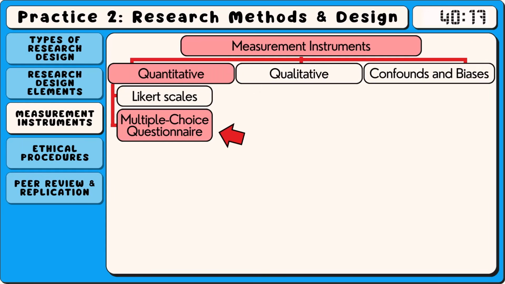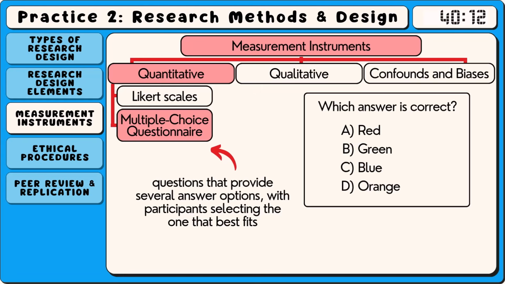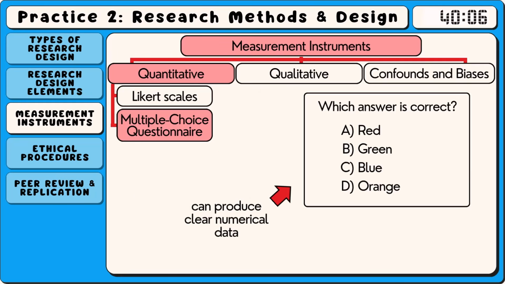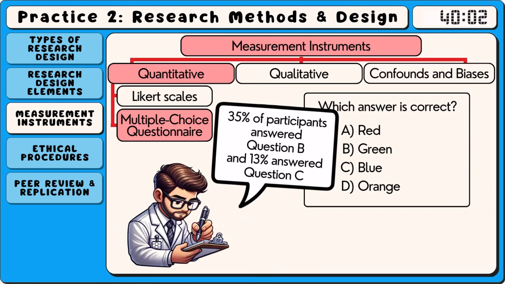Another quantitative measurement instrument is a multiple-choice questionnaire. These are questions that provide several answer options, with participants selecting the one that best fits. Multiple-choice questions can produce clear numerical data that can be quickly analyzed. For example, researchers might be able to identify that 35% of participants answered question B and 13% answered question C.